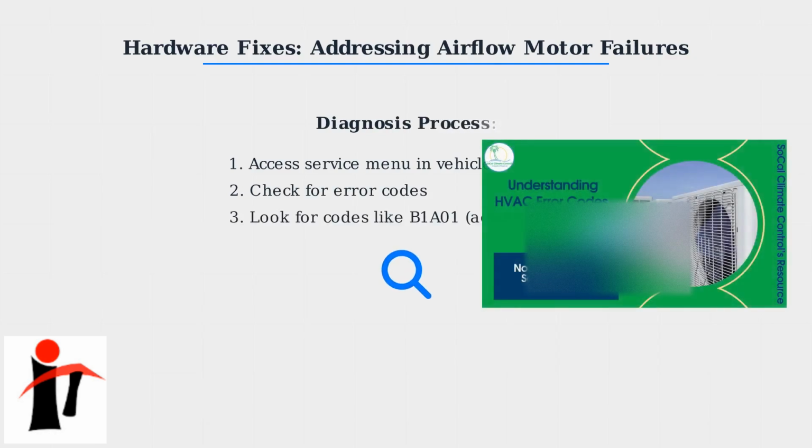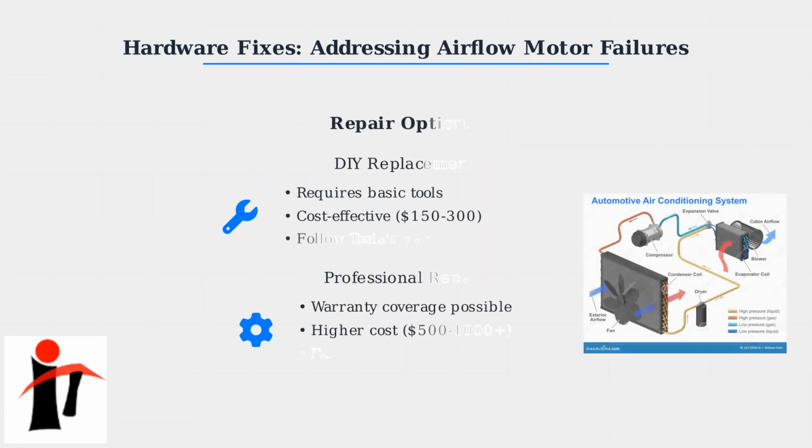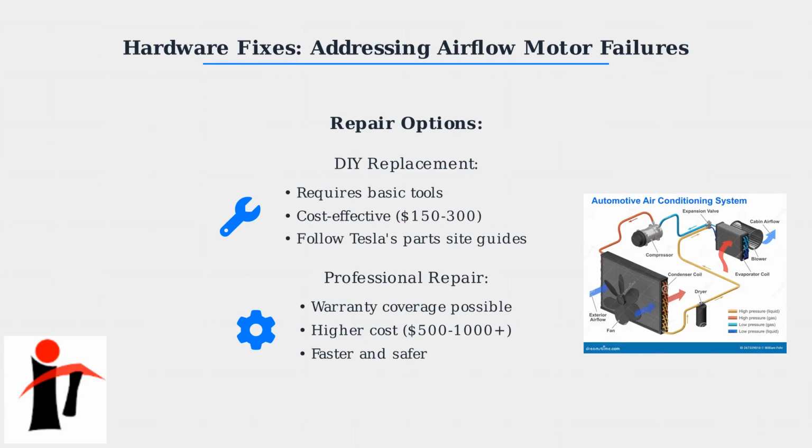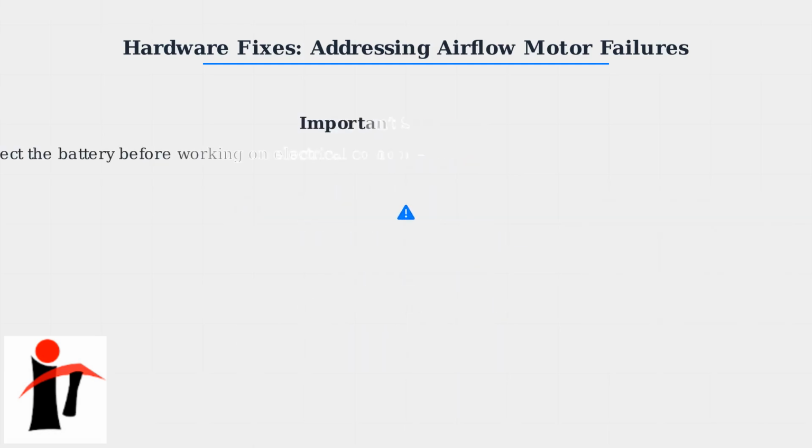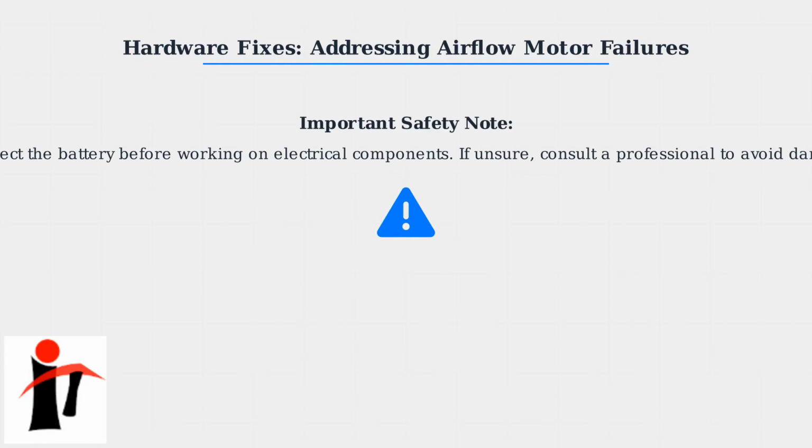Diagnosing this often requires checking for error codes in the service menu. Access the service menu and look for codes like B1A01, which indicates actuator faults. Consider a DIY replacement using parts from Tesla's site, which requires basic tools and costs around $150 to $300. Alternatively, opt for professional repair at a dealership, which may offer warranty but costs more at $500 to $1,000 or higher. Always disconnect the battery before working on electrical components to avoid shocks. If you're not comfortable with DIY repairs, consult a professional to prevent further damage or injury.